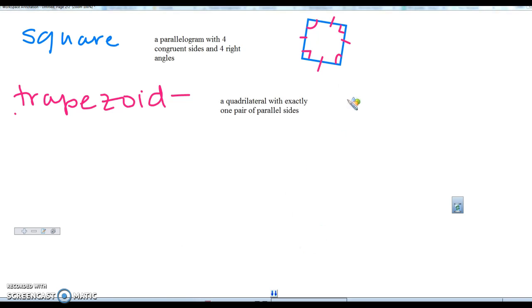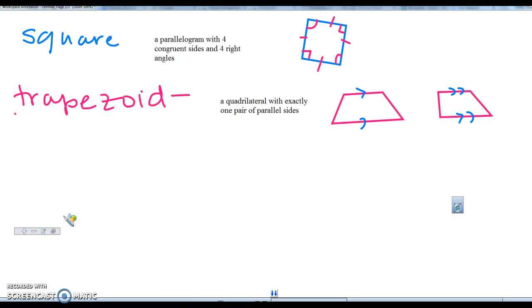A trapezoid is a quadrilateral with exactly one pair of parallel sides. So a lot of you are used to looking at trapezoids looking like this. But they could also look like this, as long as I have a pair of parallel sides. And we denote parallel sides with little arrow caps like that. Okay?